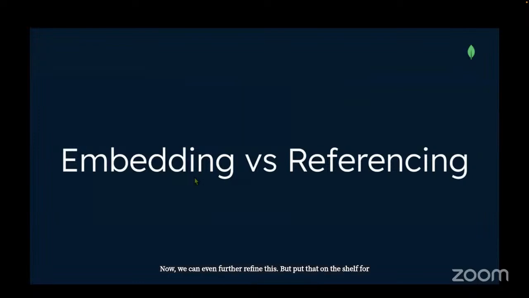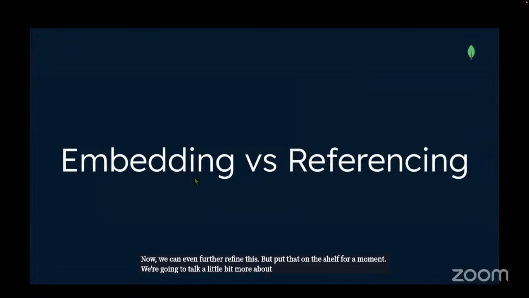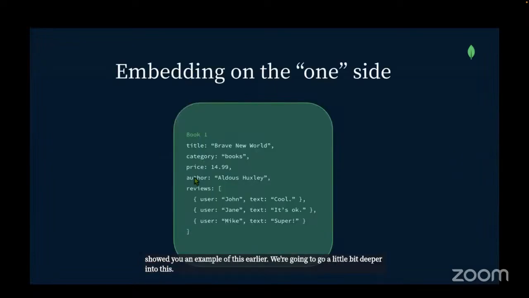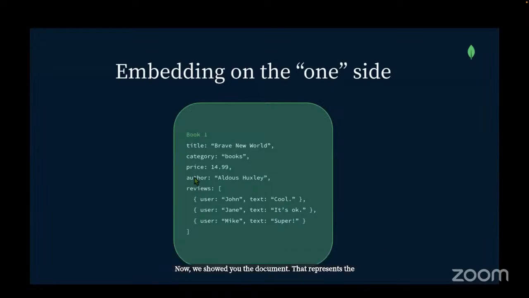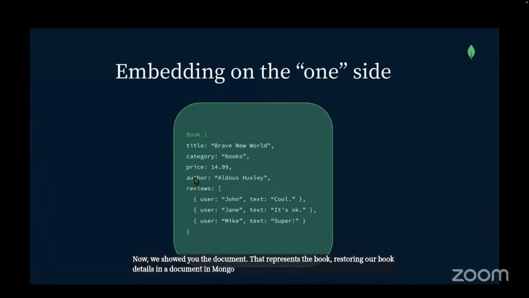We're going to talk a little bit more about embedding versus referencing. I showed you an example of this earlier. We're going to go a little bit deeper into this. Now, we showed you the document that represents the book. We're storing our book details in a document in MongoDB, and this is what that looks like.